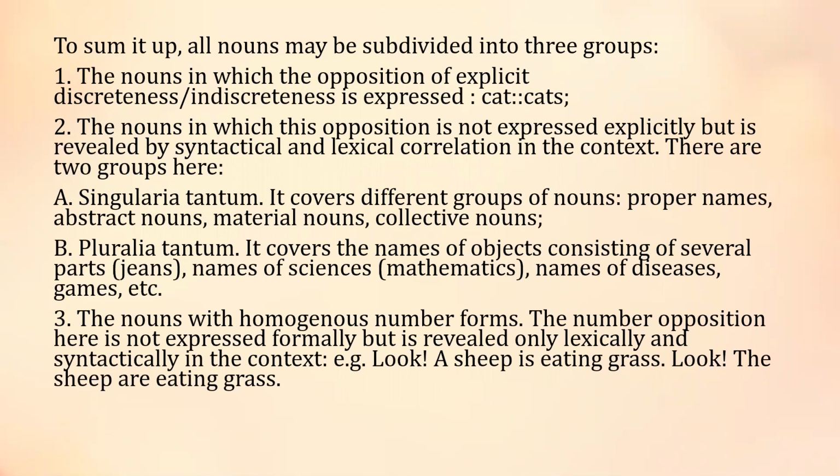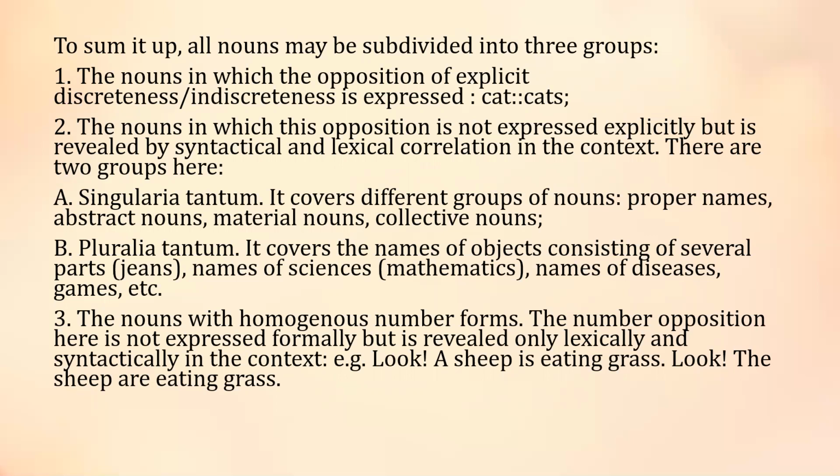There are two groups here, singular tantum and plural tantum. Singular tantum covers different groups of nouns: proper names, abstract nouns, material nouns, and collective nouns. Plural tantum covers the names of objects consisting of several parts, like jeans, or names of sciences, mathematics, biology, or names of diseases and games, and so on.